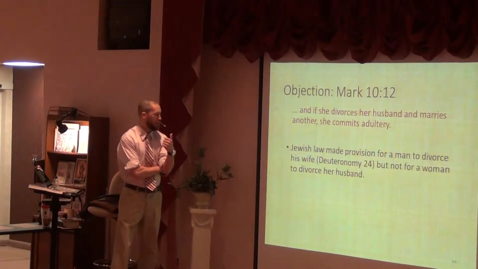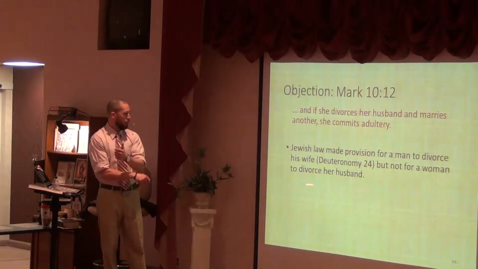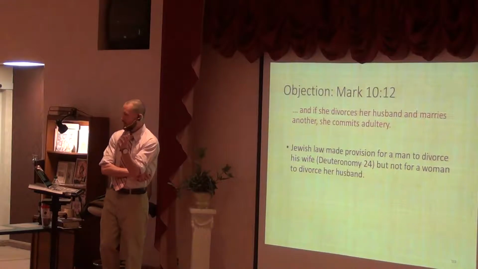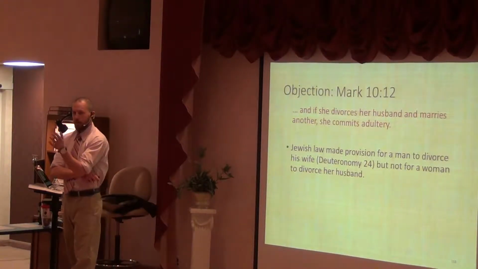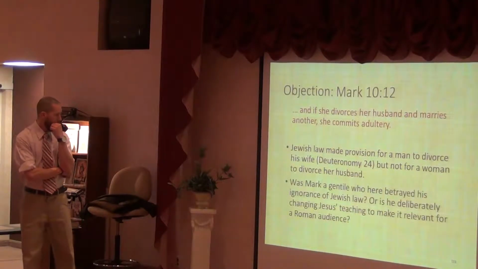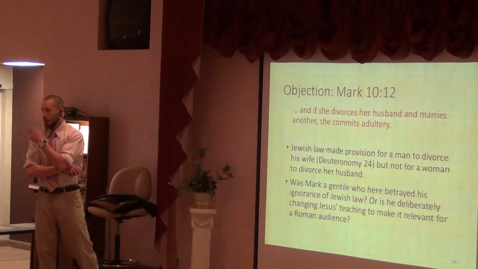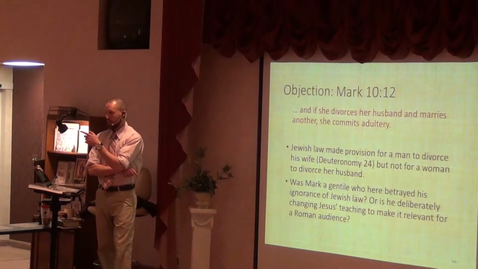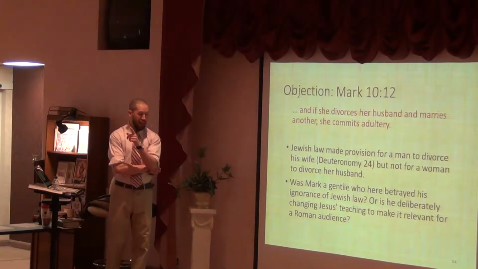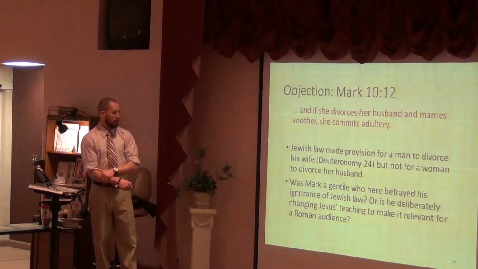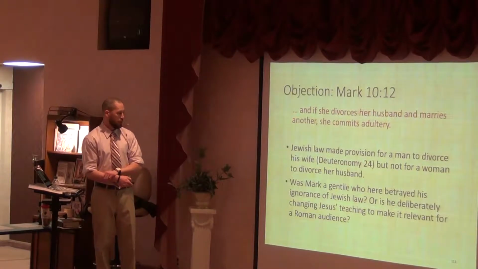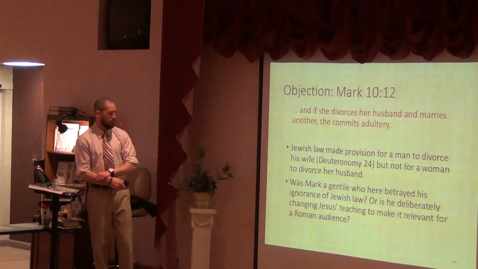So here we find in Deuteronomy 24, there's nothing for the woman to divorce her husband. So how can Jesus say this? Now, of course, he's God, right? We get that. But why is it that he's bringing this up? Well, Mark is written to the Romans. That's true. The Romans could divorce. But I think there's also an added detail to that. Some say, well, Mark was a Gentile and he betrayed his ignorance of Jewish law, right? Or he's deliberately changing Jesus' teaching to make it relevant to a Roman audience.